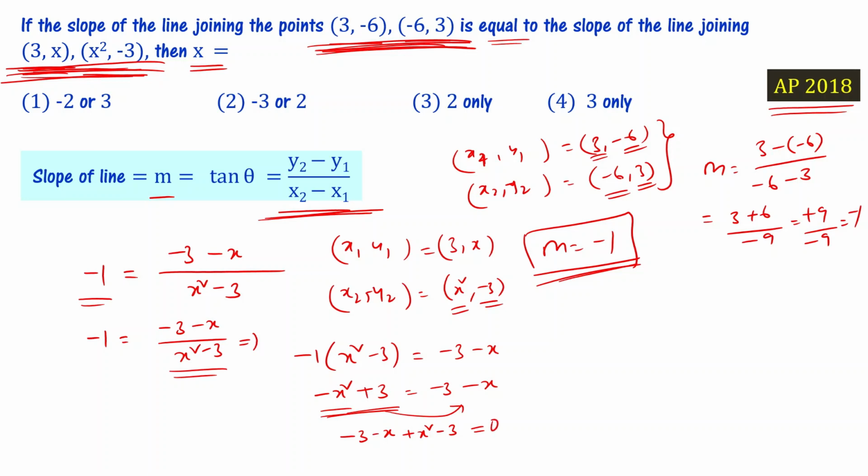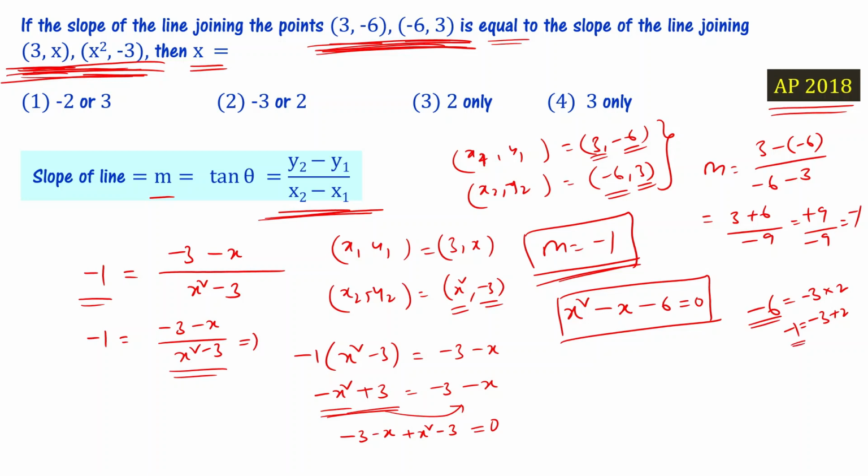This can be written as x² minus x minus 6 equal to 0. This is a quadratic equation. You have to find the solutions of this equation. Okay, -6 can be written as -3 into +2. What is the sum of -3 plus 2? The sum is -1. In both cases, the product is -6 and the sum is -1. So we can write this as x² minus 3x plus 2x minus 6 equal to 0.